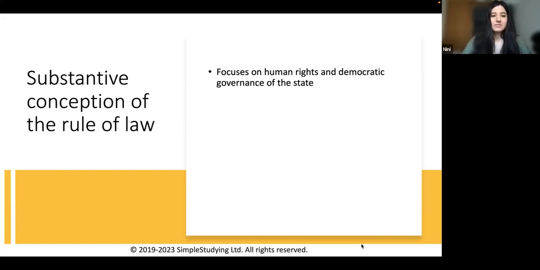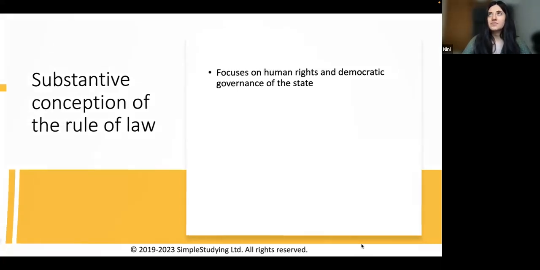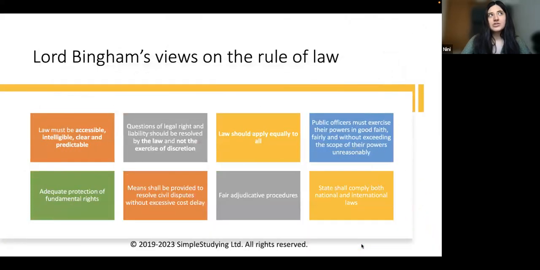Then in the body paragraphs, you'll be able to elaborate. The substantive conception of the rule of law focuses on human rights and democratic governance of the state. Finally, mention Lord Bingham's views on the rule of law. Law must be accessible, intelligible, clear, and predictable.